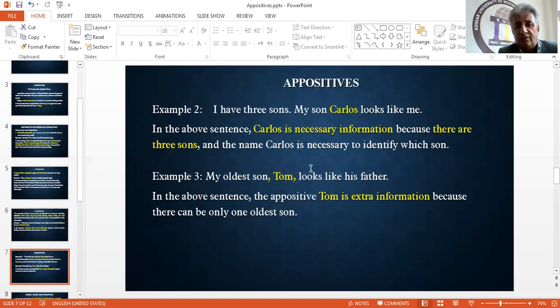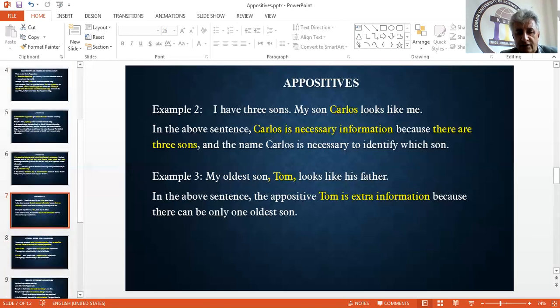Let's go to the second example. I have 3 sons. My son Callus looks like me. In the above sentence, Callus is necessary information because there are 3 sons, and the name Callus is necessary to identify which son you mean. My oldest son, Tom, looks like his father. In this sentence, Tom is extra information because there can be only one oldest son. When we say my oldest son, the reader can understand which one we mean. So any other information in this regard will be extra.